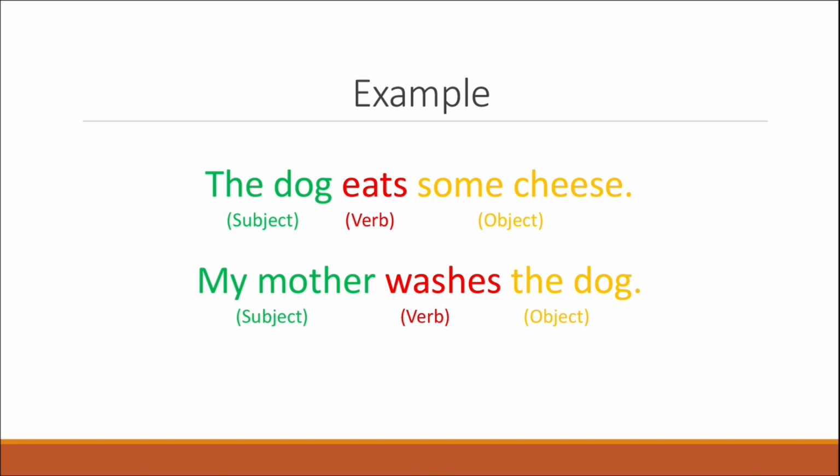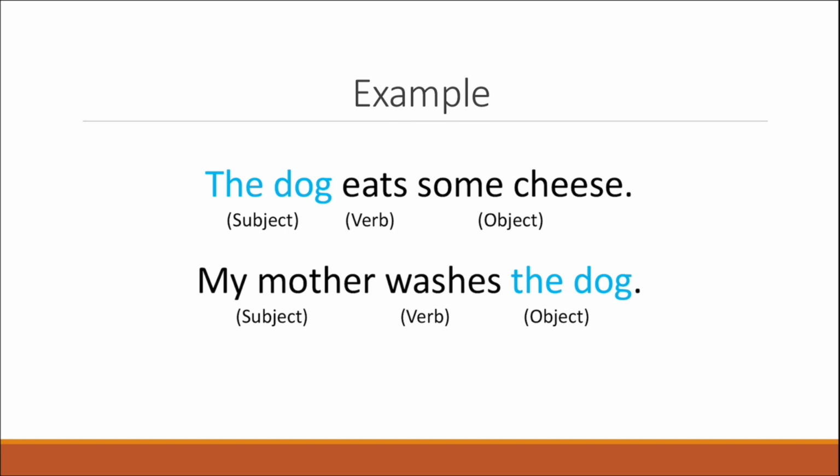If we analyze the second sentence, then analogically, we can see that my mother is the subject because my mother is performing the action of washing the dog. Washes is the verb, and the dog is the object because it's the dog who is being washed by the mother. So this is very important. And in these two examples, we can see how we used the words the dog twice, but they have a different function in the two sentences. In the first sentence, the dog is the subject of the sentence, and in the second sentence, it's the object.